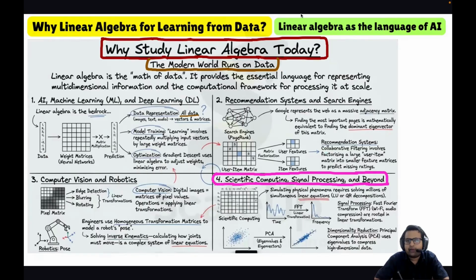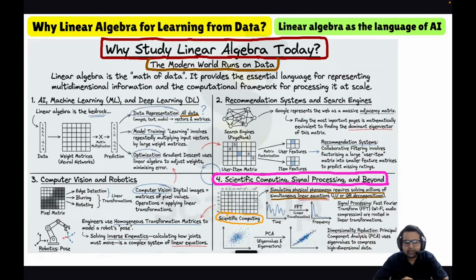If we talk about scientific computing, linear algebra plays a role in simulating physical phenomena. Simulating physical phenomena like the weather and fluid dynamics requires solving millions of simultaneous linear equations, often using LU or QR decomposition for efficiency, which are concepts of linear algebra.